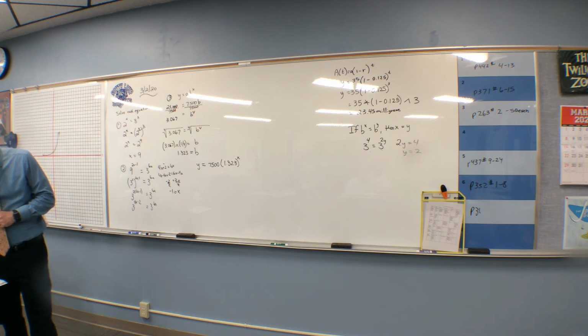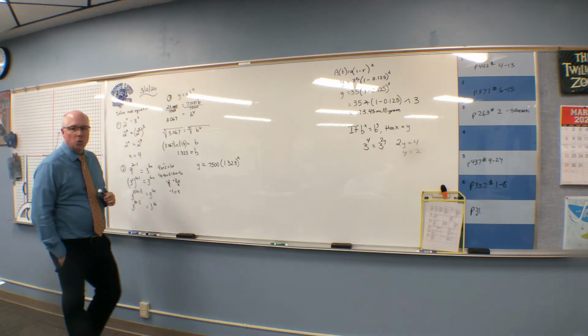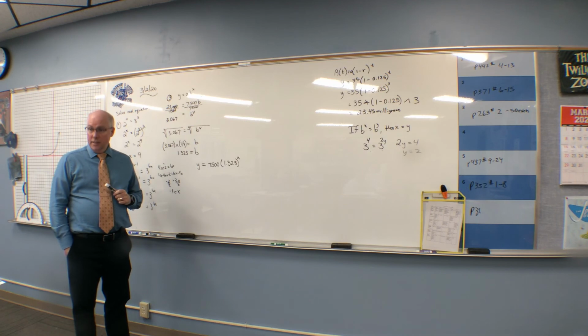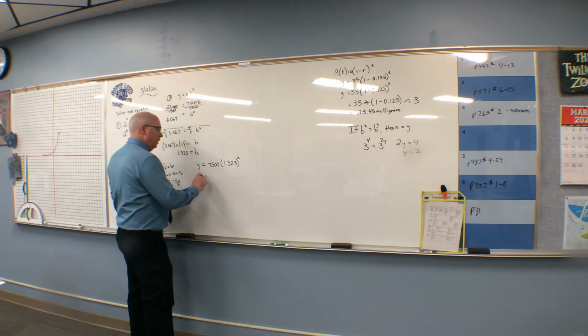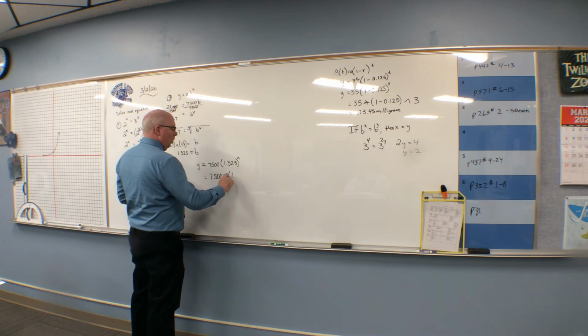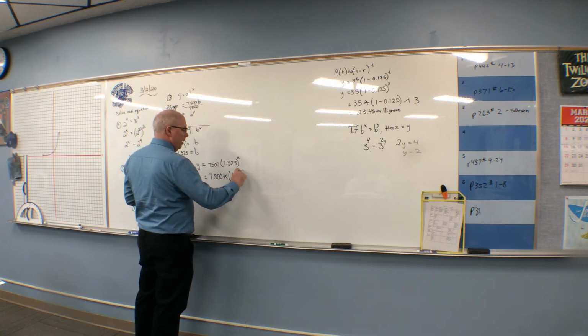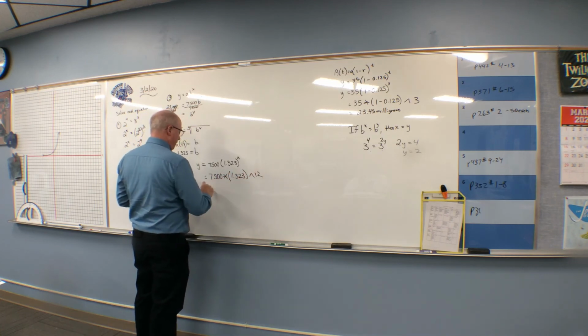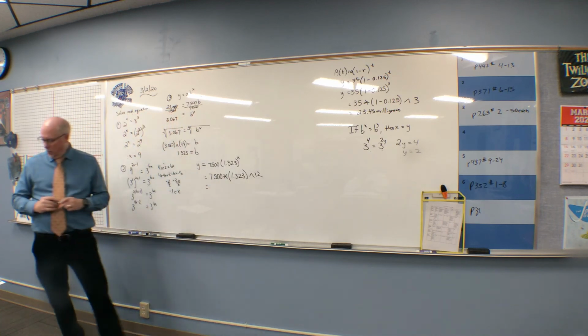Question says, how many bacteria cells can be expected in a sample after 12 hours? Where does the 12 go? X. It's the x. All right, so we're going to take 7,500 times 1.323 caret 12, after 12 hours.